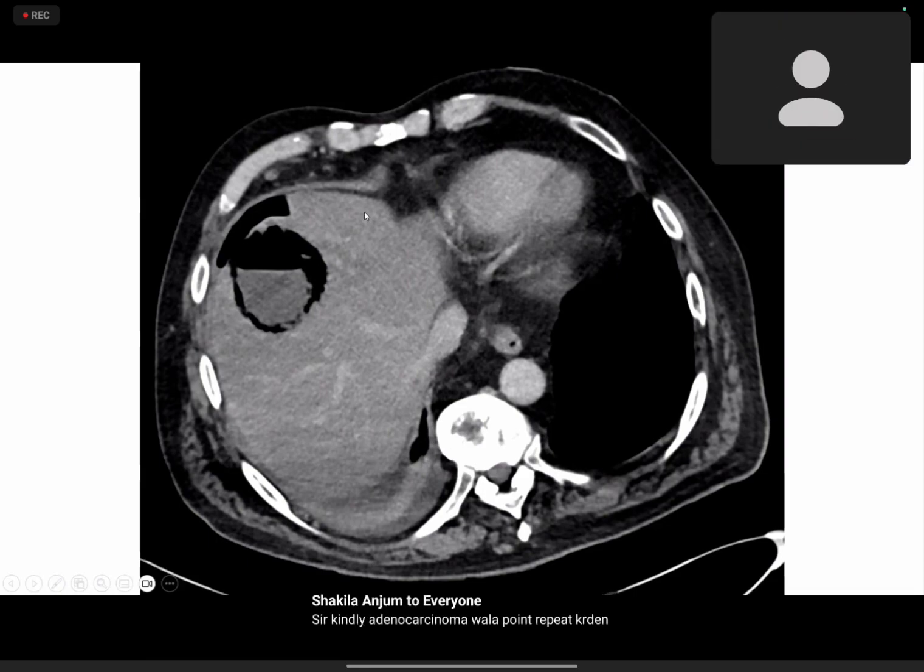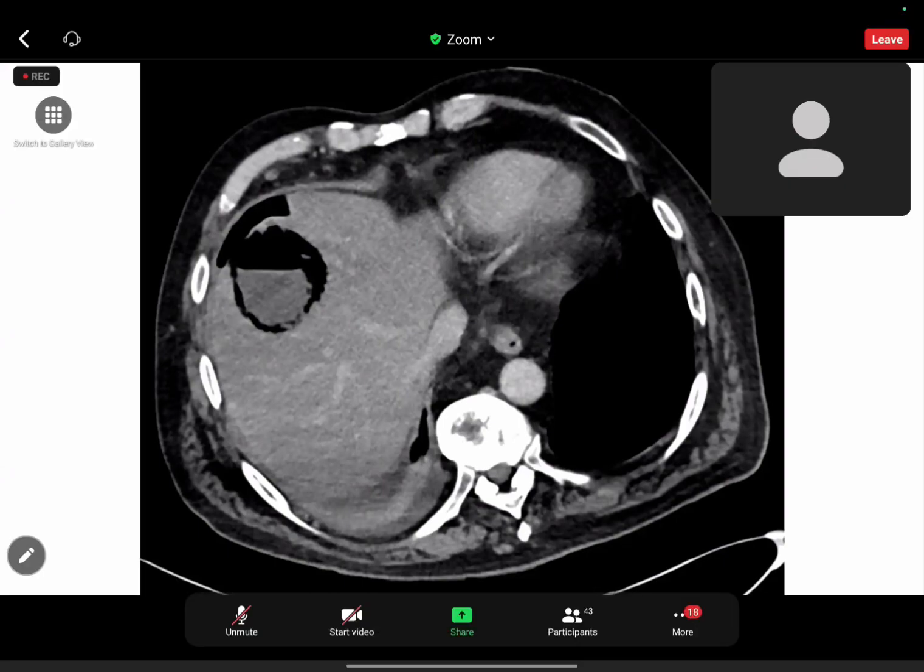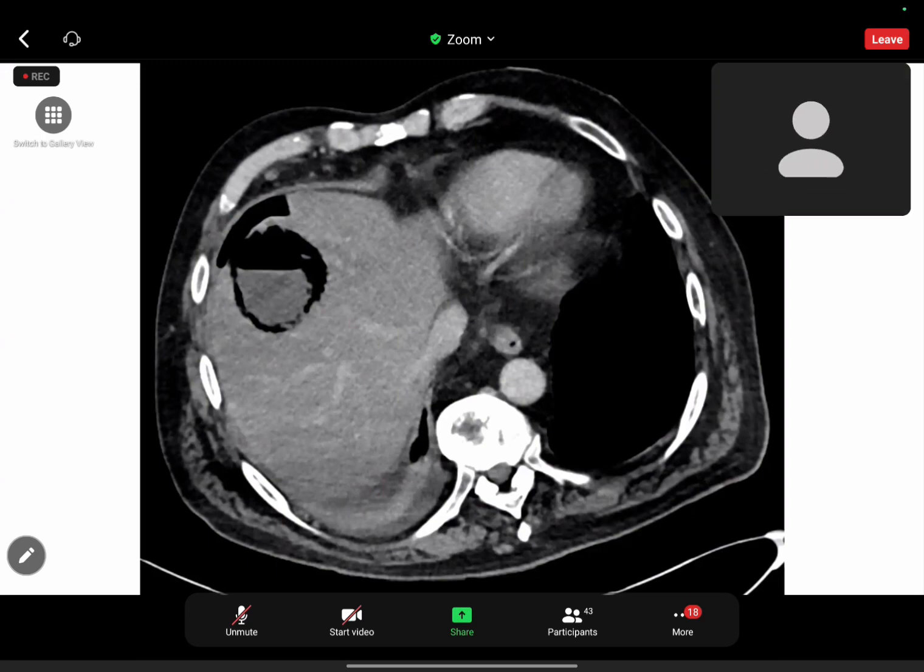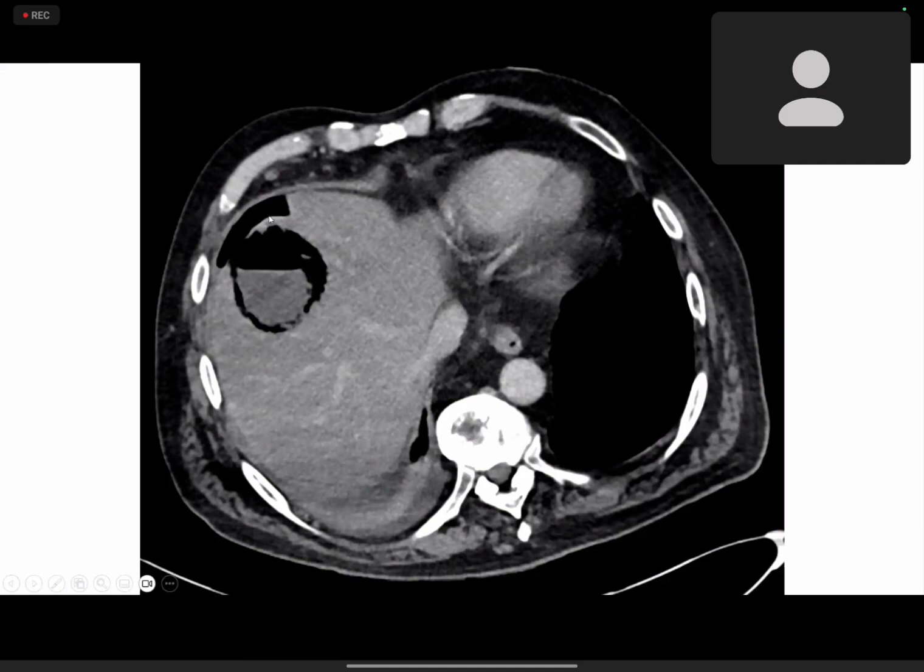So this is an axial section taken in the portovenous phase at the level of the liver. Tell me the diagnosis, please. What's the diagnosis? There is air anterior to the liver and within the liver as well.